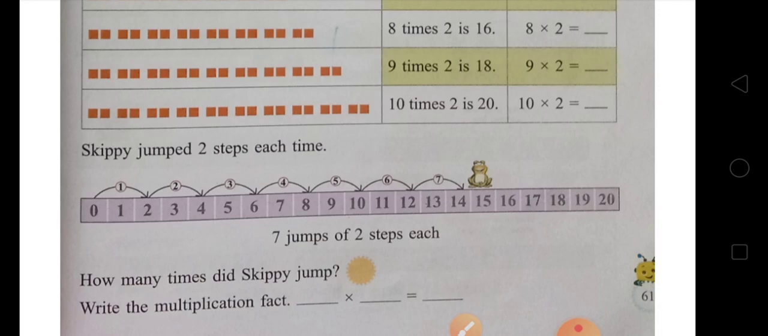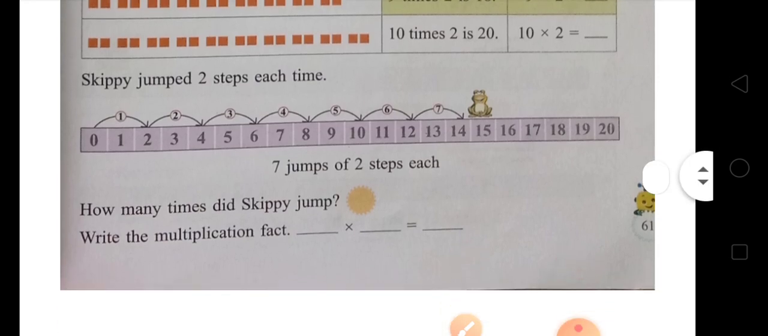Okay. So he jumped 7 jumps. In each jump there are 2 steps each, so 7 jumps of 2 steps each. How many times did Skippy jump? Skippy jumped 7 times. So here will be 7.